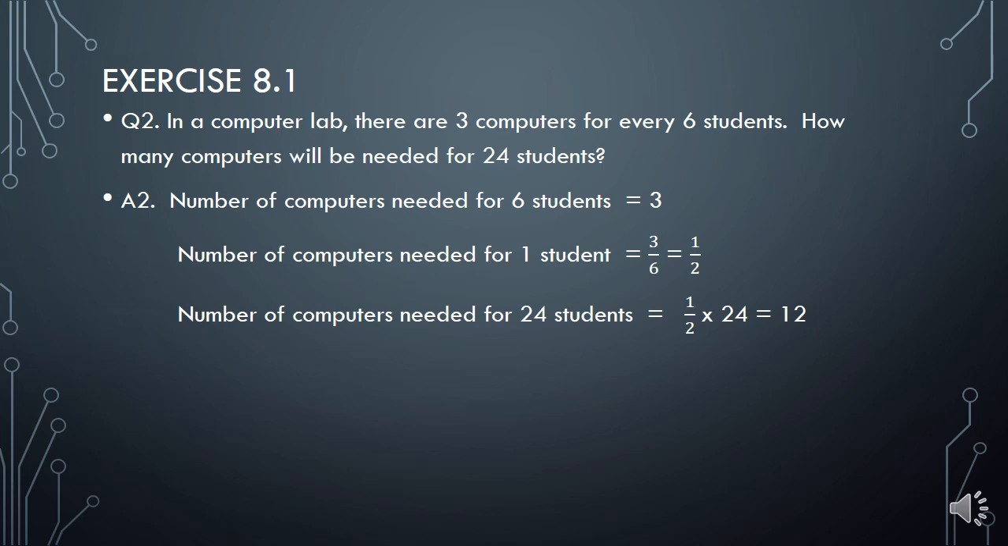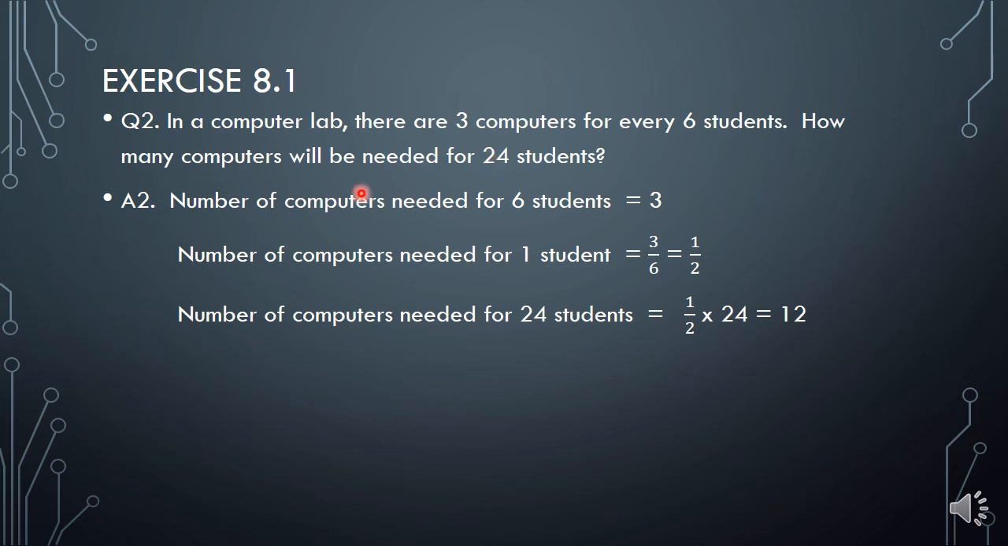Exercise 8.1, question number 2. In a computer lab, there are 3 computers for every 6 students. How many computers will be needed for 24 students? Here, children, 3 computers are used by 6 students. So, you know how many computers are used by 1 student? It is half of the computer. That is, 2 students use 1 computer, right? So, for 24 students, can you say without calculation, children? So, 24 students can use 12 computers.